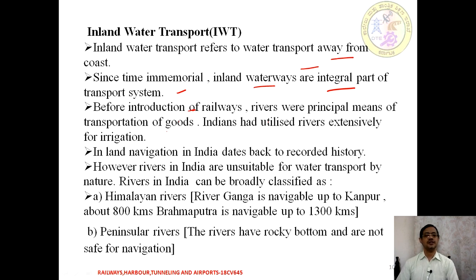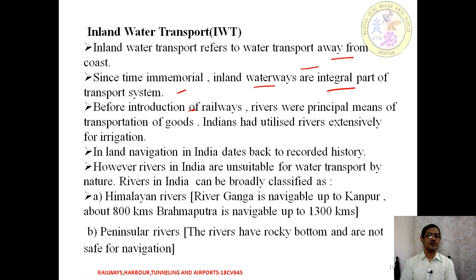So as we know, in India, rivers are classified into two types: Himalayan and peninsular. In the Gangetic system, the river Ganga is navigable up to Kanpur, a distance of about 800 kilometers. Then the Brahmaputra is navigable up to 1300 kilometers, hence we can use it as a mode of transport, because it is the cheapest mode of transport for cargo.